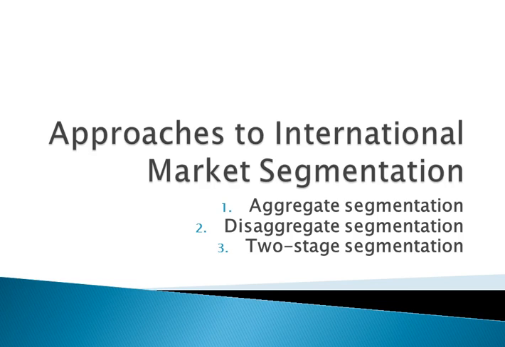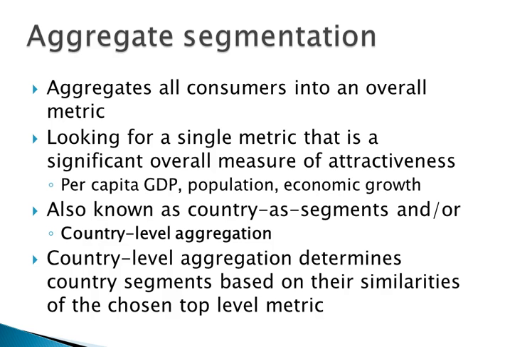Okay, approaches to segmentation. We've got the three approaches. The first one's aggregate, looking at one top-level metric about the country, and using that as a single metric to evaluate the country overall. So this is helping us screen potential countries in or out on some form of attractiveness. There are all various economic and demographic type measures there. This is also known as country level aggregation. So we can group them together.